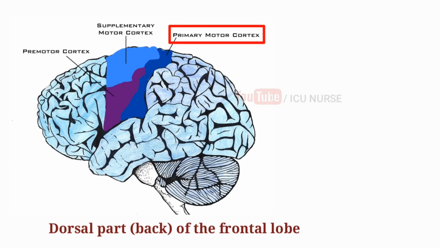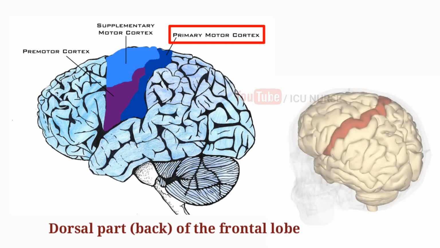The primary motor cortex or M1 is one of the principal brain areas involved in motor function. M1 is located in the frontal lobe of the brain along a bump called the precentral gyrus.